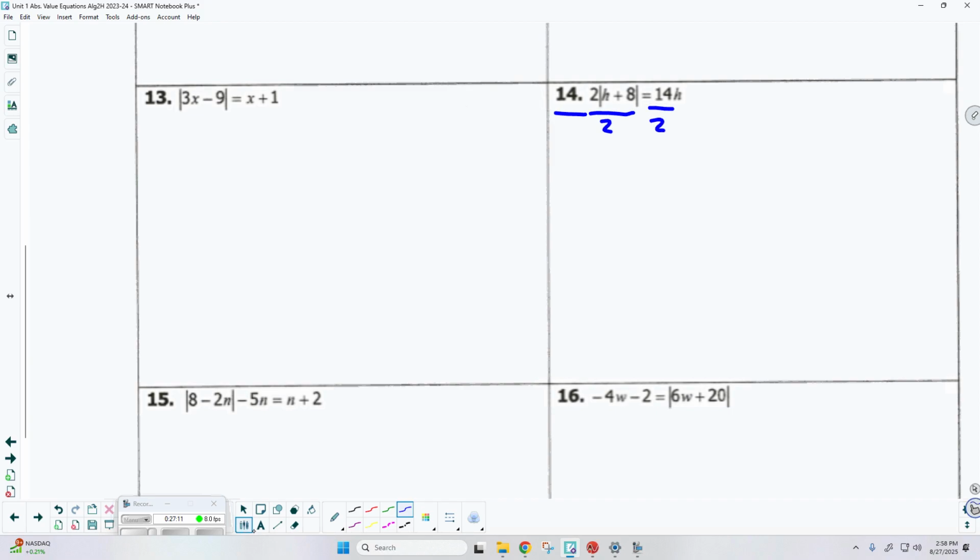Okay, so Oliver's getting right to it, so he's dividing by 2. Remember, we've got somebody who graciously volunteered to come up, so go ahead and pay attention while they're doing so. So we've got h plus 8 is equal to 7h.